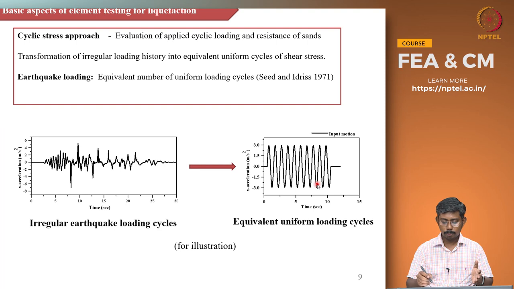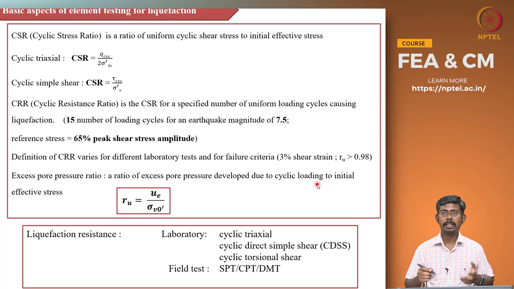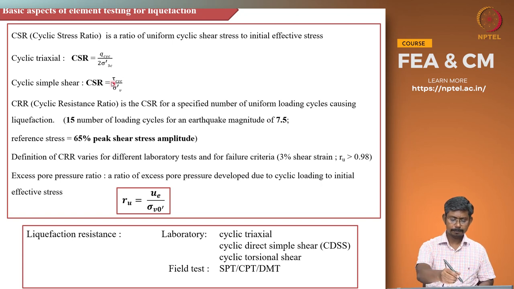The earthquake loading and the sinusoidal loading plotted over here are not to scale, just meant for illustration purposes. The cyclic shear loading is characterized in terms of CSR, cyclic stress ratio. It is the ratio of uniform cyclic shear stress to initial effective stress of soil. So, the CSR varies with respect to the kind of test that we perform. In case of cyclic triaxial, the CSR is the ratio of the deviatoric stress to the confining stress. In case of cyclic direct simple shear, the CSR is defined as the ratio of cyclic shear stress to initial vertical effective stress. So, it depends upon the loading conditions in the test that we adopt.